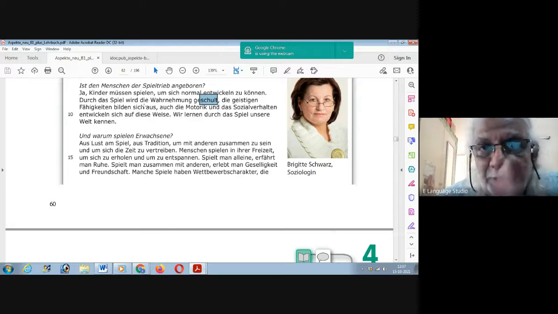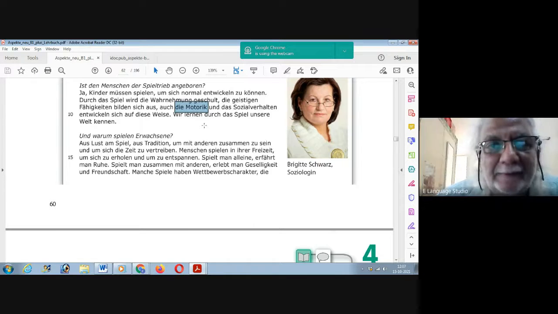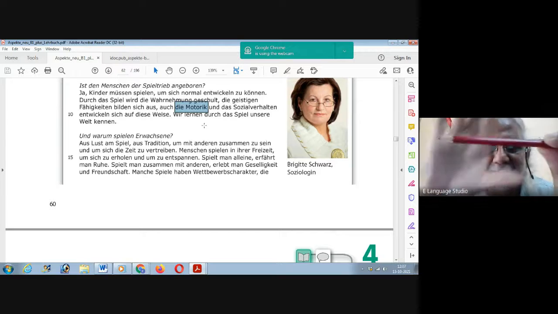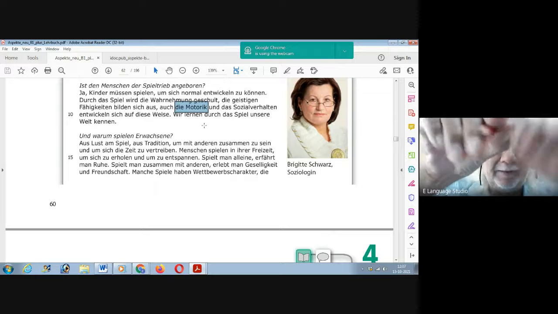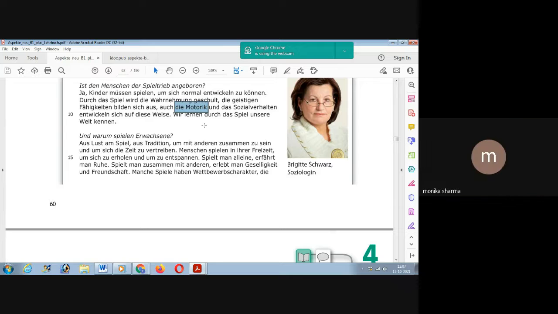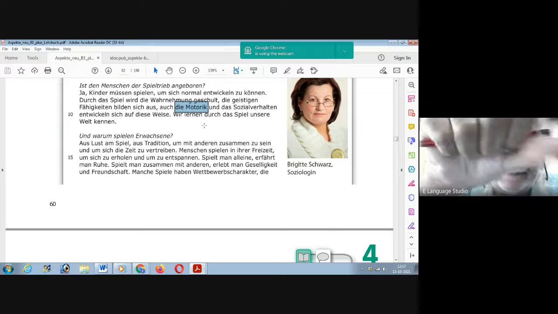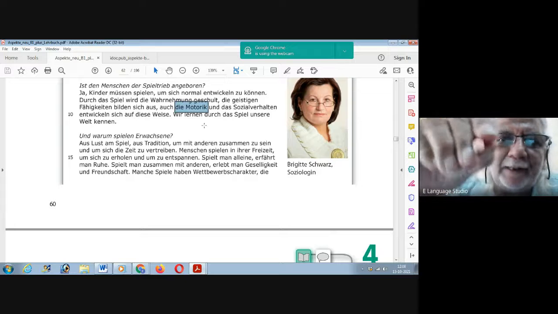Und dann kommt, this is a little bit of technical vocabulary here, the motoric. Motor movements. What does motoric mean? Our physical movements, like coordination. When a child tries to hold something, it's always like this. Not like this, definitely not like this.